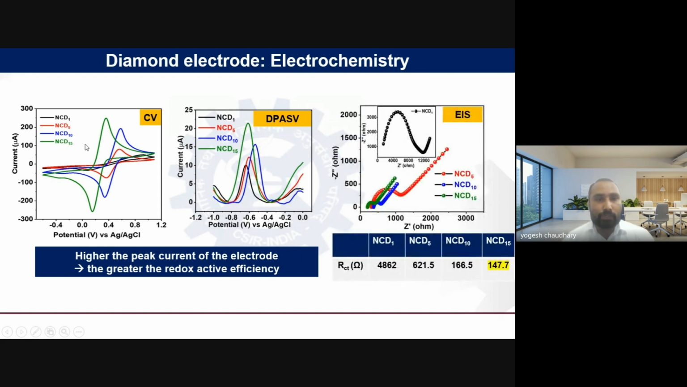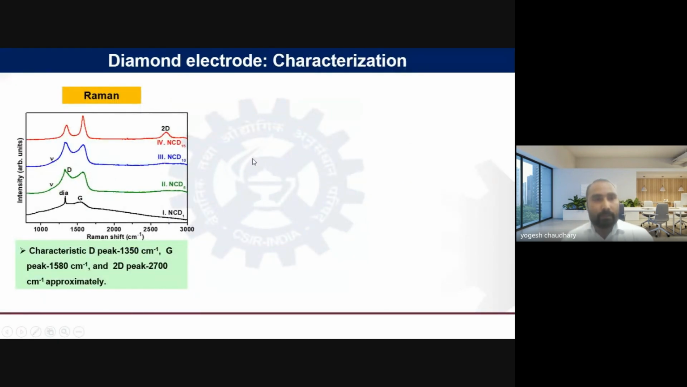In support of these two, CV and DPSV, we performed EIS, and EIS has also shown that the charge transfer resistance for the NCD 15% sample is very low in comparison to the others. From this characterization, we saw that NCD 15% shows better electrochemistry, and then we did further characterization in order to determine whether it is graphitized or not.